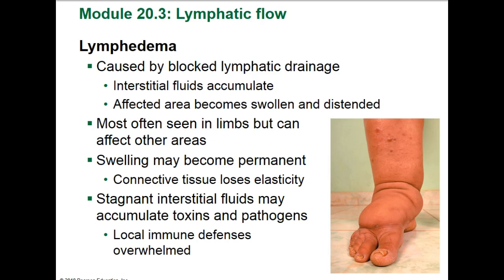You may have heard of lymphedema before. This is caused when you have a blockage in the lymphatic drainage. So the interstitial fluids accumulate, the affected area becomes very swollen and distended, like in this picture. And quite often we see this in limbs, but it could happen in other places. The swelling could be permanent, where the connective tissue loses its elasticity. And one of the problems if this interstitial fluid becomes stagnant is it can accumulate toxins and pathogens, and then you get your local immune defenses becoming overwhelmed.